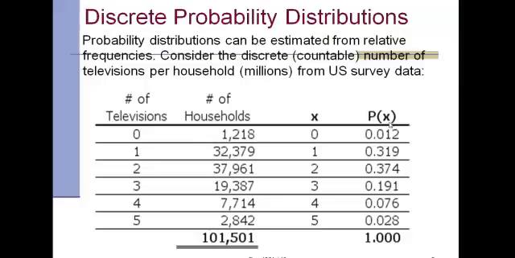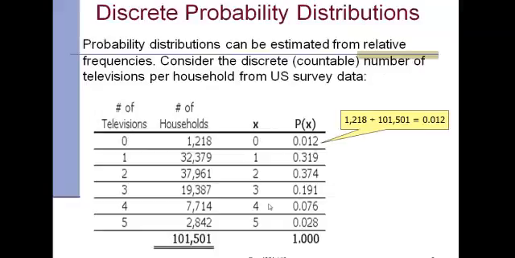We can calculate those probabilities just by taking the number of households with 0 and dividing by the total. And that's what's been done in each case. So for the first probability of 0.012, that was calculated using 1218 divided by 101,501, the number of households. And then each probability was calculated in the same way. And all the probabilities have to equal 1.